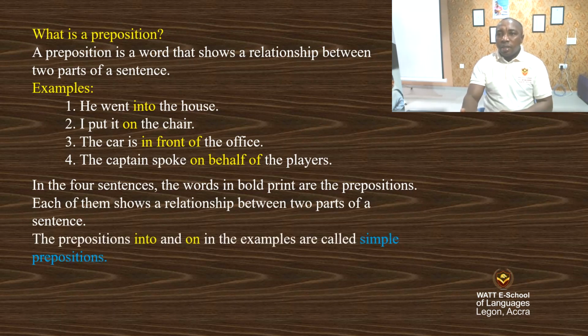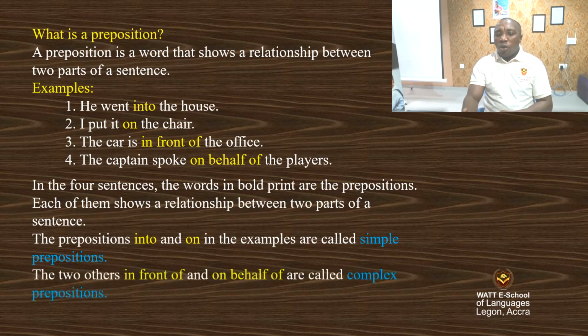Let's take two prepositions here. The prepositions into and on in the examples are called simple prepositions. And the other prepositions, in front of and on behalf of, are called complex prepositions. Into and on are called simple prepositions, and in front of and on behalf of are called complex prepositions.